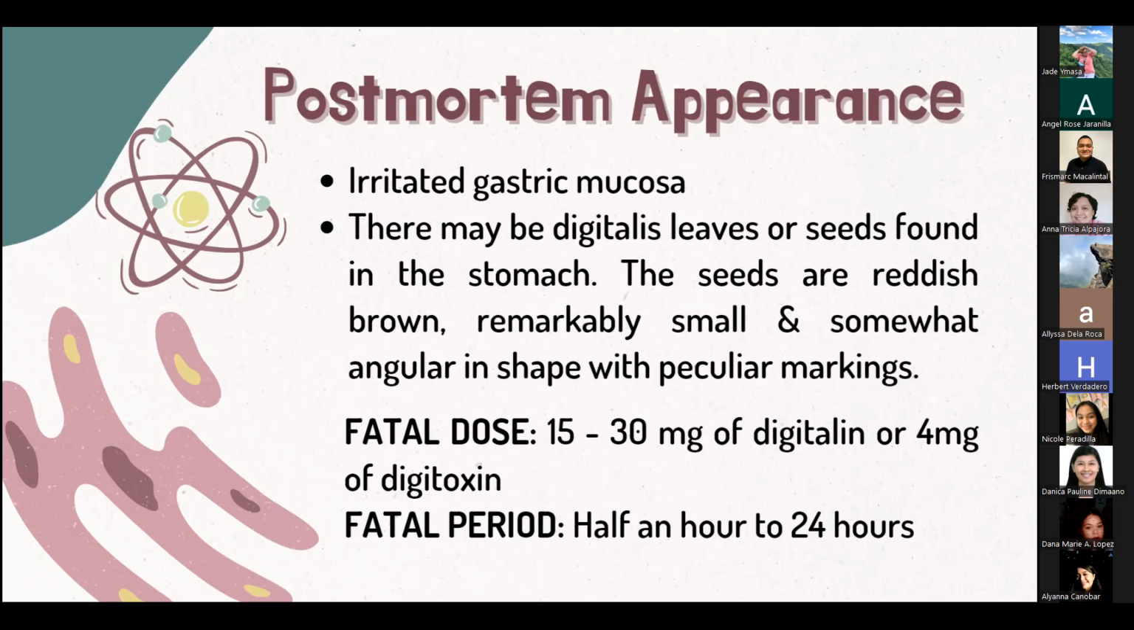And when it comes to the postmortem appearance, or when a person dies from ingesting this digitalin and digitoxin, the gastric mucosa is irritated and there may be leaves or seeds found in the stomach. The color of these seeds is usually reddish brown, and in terms of size, it is small and has an angular shape with peculiar markings.